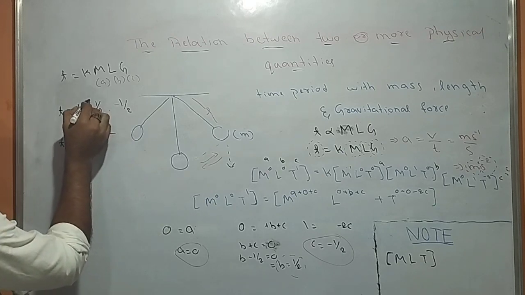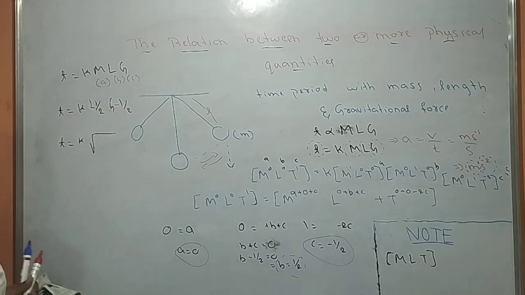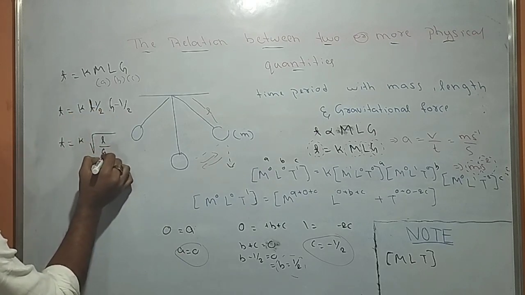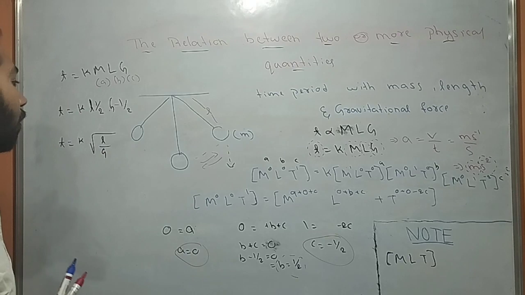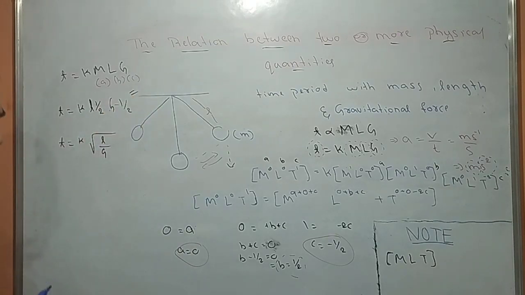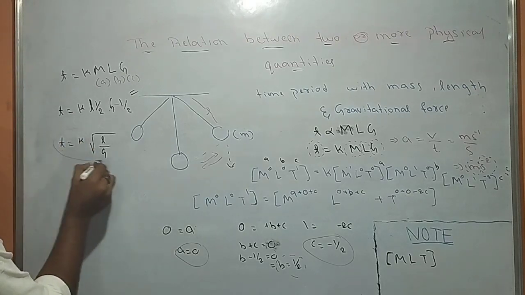How? Just write this L and G. Now you can write this formula as L divided by G. How have we written this formula? We did some trick, a simple trick to solve this formula.